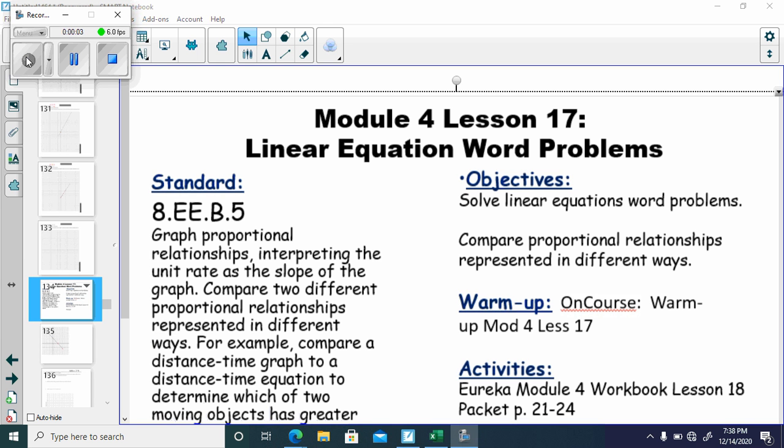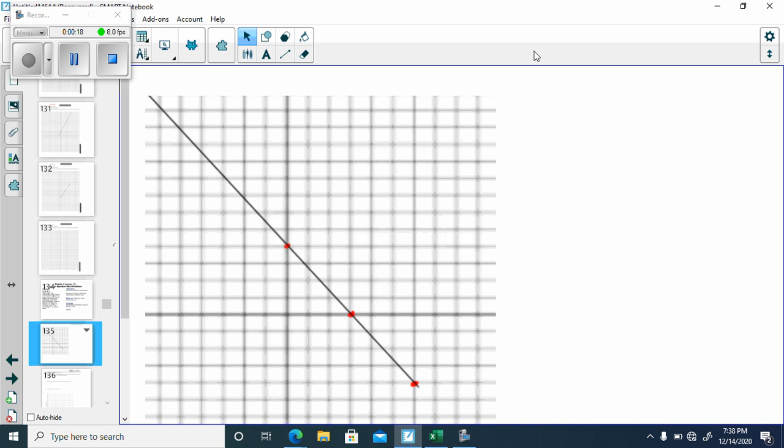This is Module 4, Lesson 17, where we're going to do linear equation word problems. We're going to solve linear equation word problems, and we're going to write some equations from word problems. So let's get started reviewing a little bit about the linear equation just to make sure we remember it.